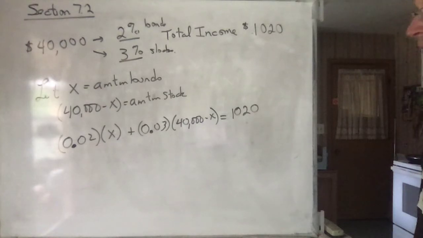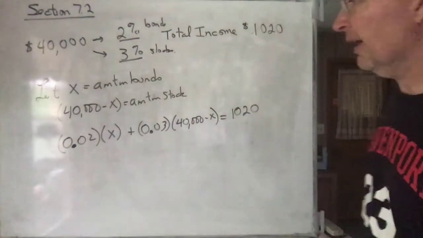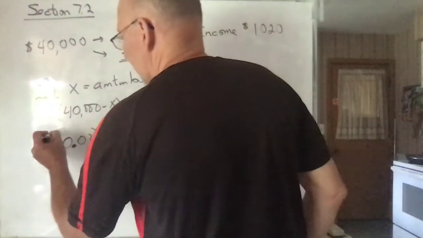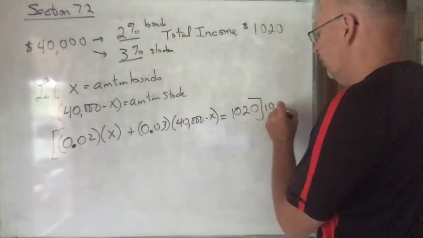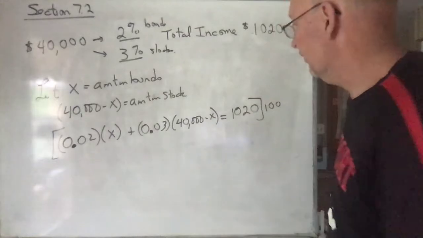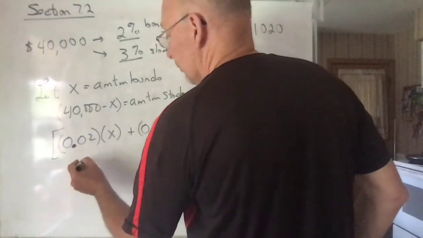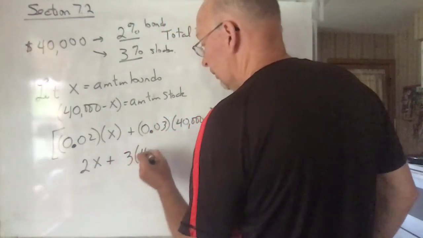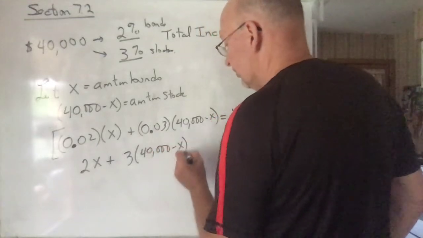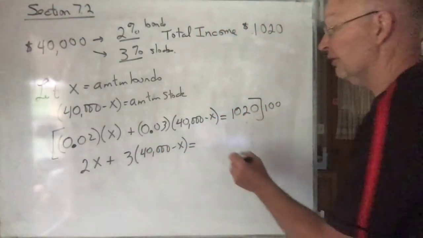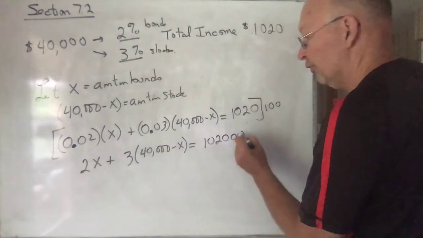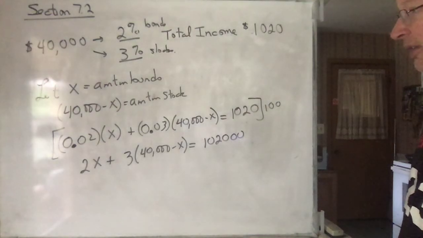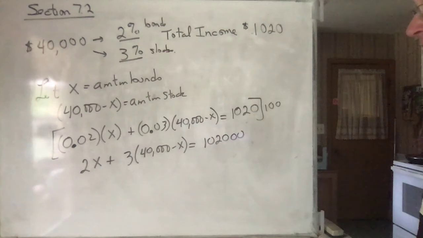Okay? Now, I just don't like decimals. I don't like fractions. I could write this as 2 over 100 and this 3 over 100 or whatever. I'm going to multiply both sides by 100 just so that I don't have to worry about these decimals. If I multiply this by 100, I'm going to get 2x. If I multiply this by 100, I'm going to get 3 times the quantity 40,000 minus x. And now if I multiply this by 100, it's going to be this with 2 more zeros behind it. Okay? You wouldn't have to do that. That's one of my algebraic tricks that keeps me from having to deal with the decimals.